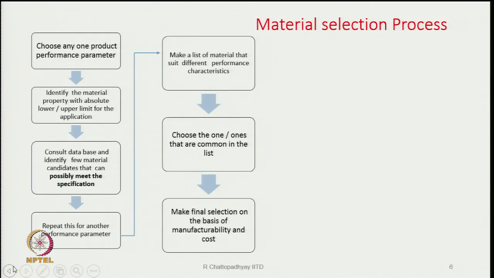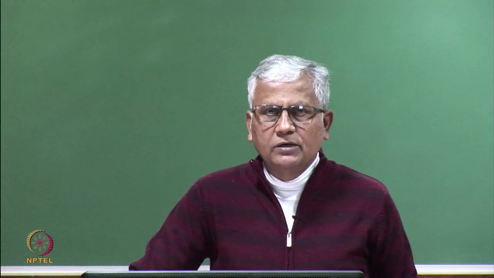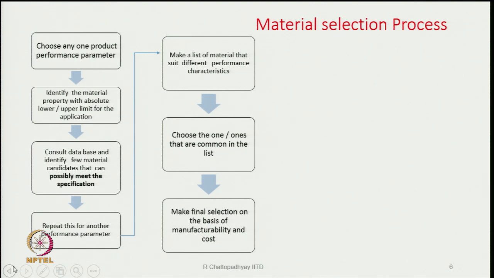So, the material selection process, if we want to show in the form of a flow chart, we can say that first we choose any product performance parameter. Sometimes the performance of a product may not be just one attribute, there may be multiple attributes of a product from the point of view of performance. So, first we will choose any one parameter related to the performance, then identify the material property with absolute lower and upper limit for the applications.